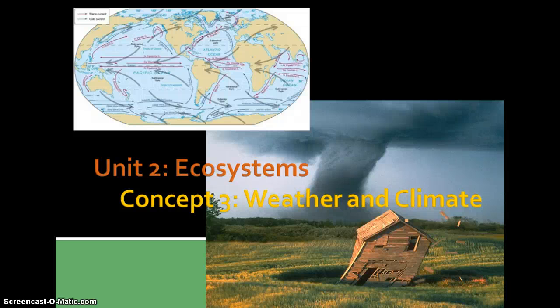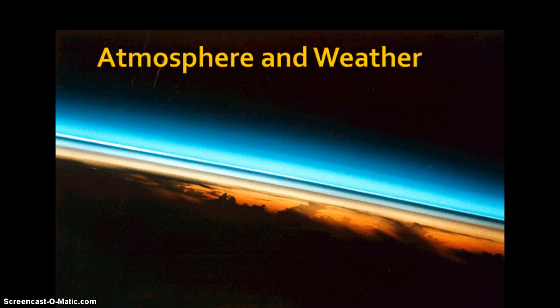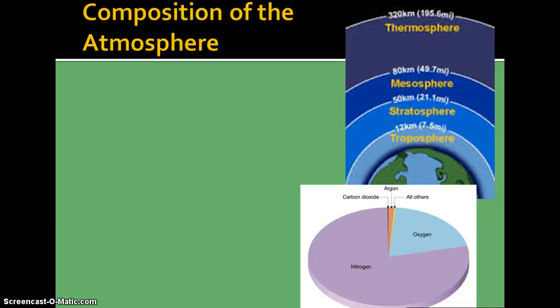Our next concept in Unit 2 deals with the weather and climate and how that affects our Earth and ecosystems. What we're going to look at first is the atmosphere and weather patterns. The atmosphere is made up of four main layers. The layer closest to the Earth is the troposphere. Above that we have the stratosphere, then the mesosphere, and the thermosphere.